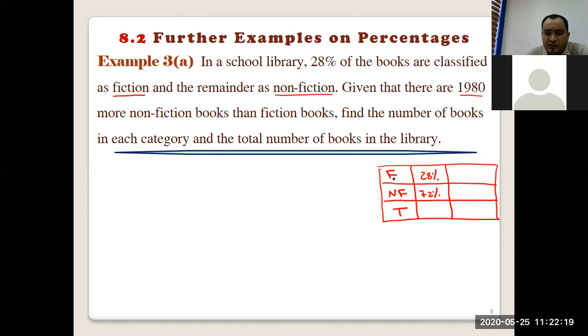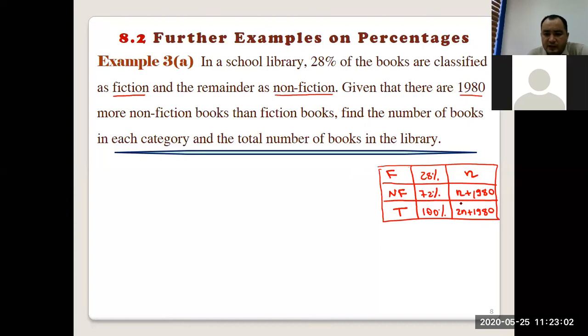So that means how many fiction books we have here, we don't know. Let's say we have n fiction books. And since the number of non-fiction books is more, by how much? 1,980. So that is n plus 1980. Okay. So this total number is 100%. And here, what is the total number? It is 2n plus 1980. Okay. So find the number of books in each category and the total number of books in the library. So we need to find this, right?